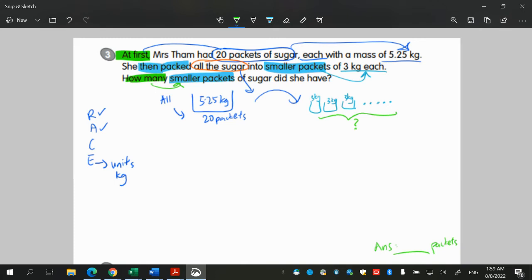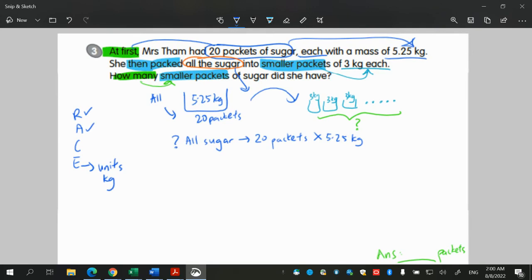Okay, let's go on to solve the question. First, we're talking about all the sugar. You've got to find all the sugar. So what's all the sugar? All the sugar means all the 20 packets. So 20 units, each packet 5.25 kilograms. Now over here, there's no calculator symbol. It means you need to know how to solve the operation.